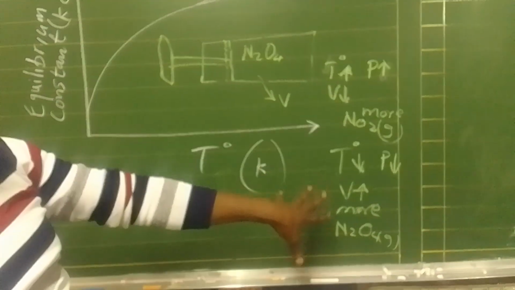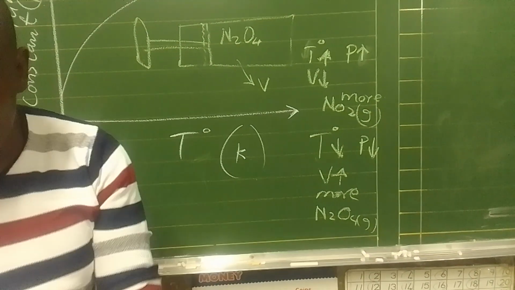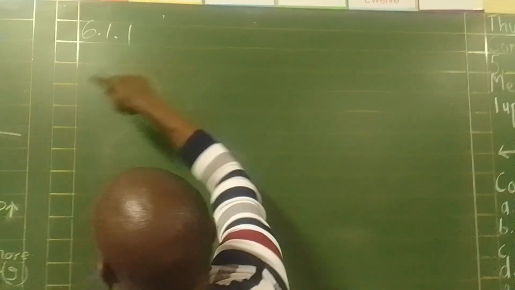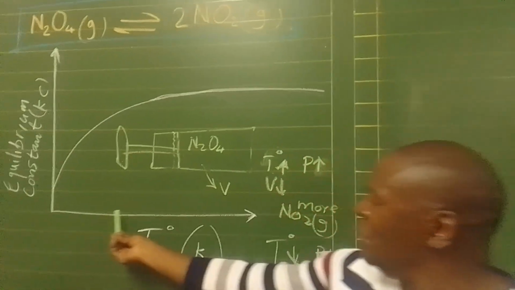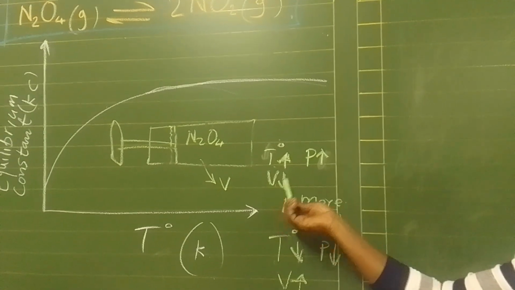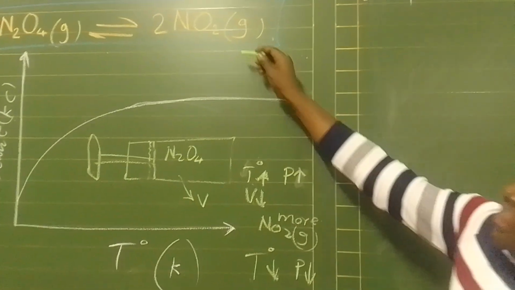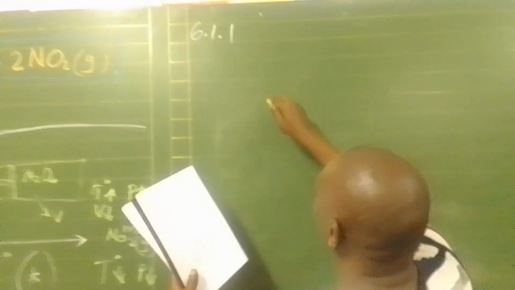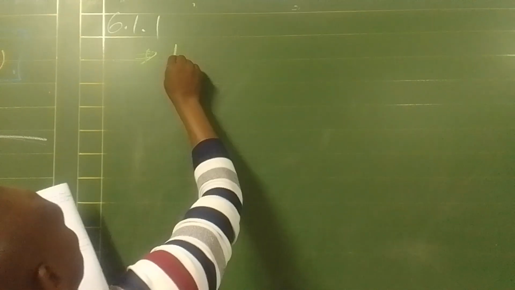Now we can take this knowledge that we have to answer question 6.1.1. The question says, write down the effect of the increase in temperature on the amount of NO2 formed. Remember, when NO2 is formed, the temperature increases. As the temperature increases, the volume drops, the pressure increases. So this is formed in the presence of high temperature and high pressure. So the answer here is it increased.